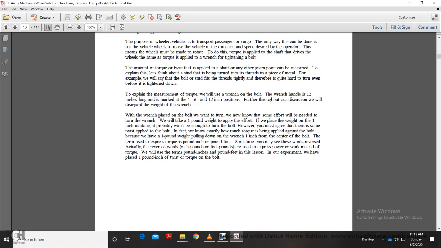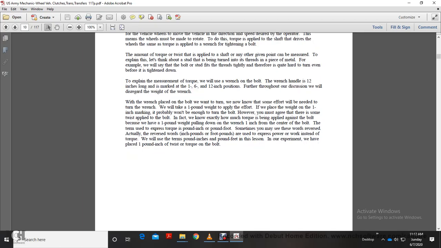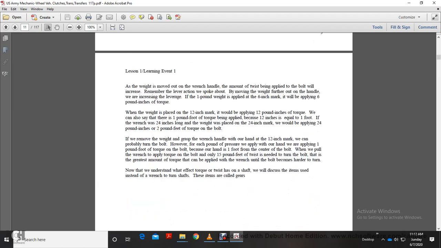We use these two units, pounds, inches, and pounds, feet, in this lesson on equipment. We will have placed 1 pound at 1 inch, which is 1 pound-inch of twist, or torque, on the bolt. If the weight is moved out along the wrench handle, the amount of twist being applied to the bolt will increase.